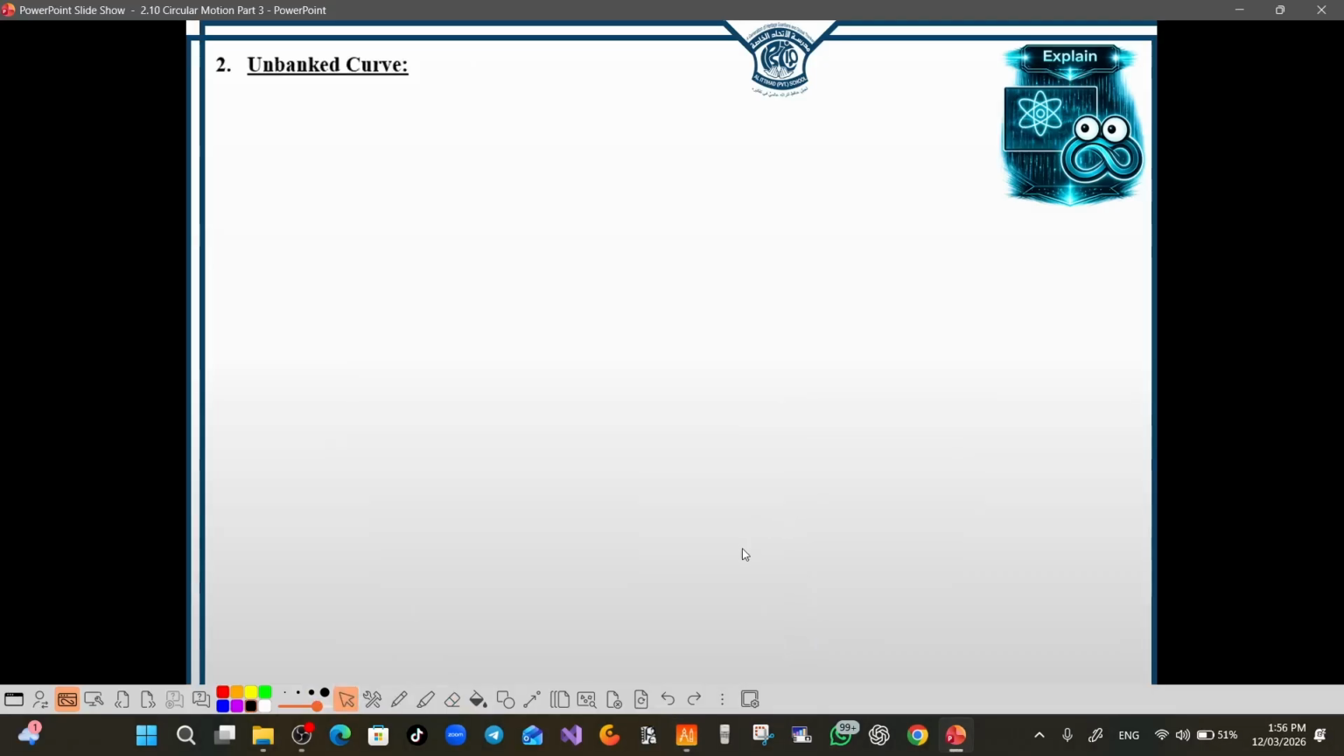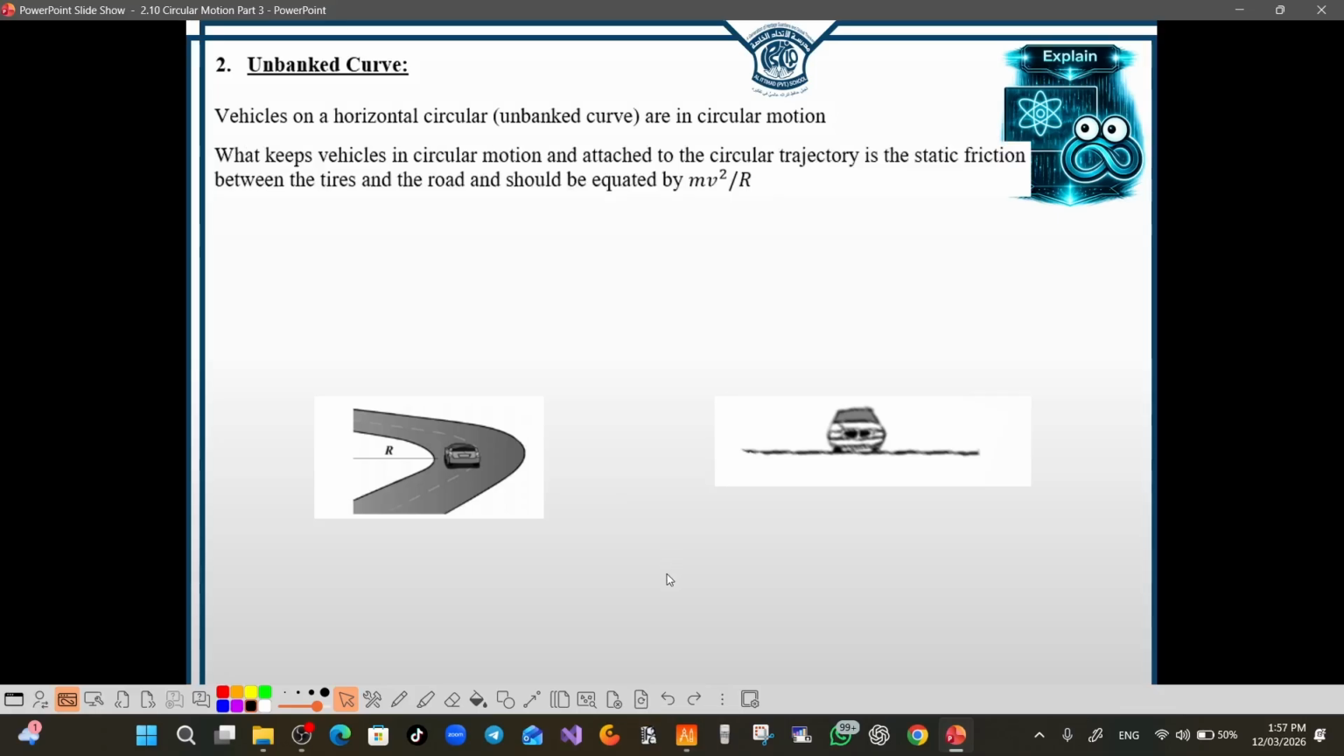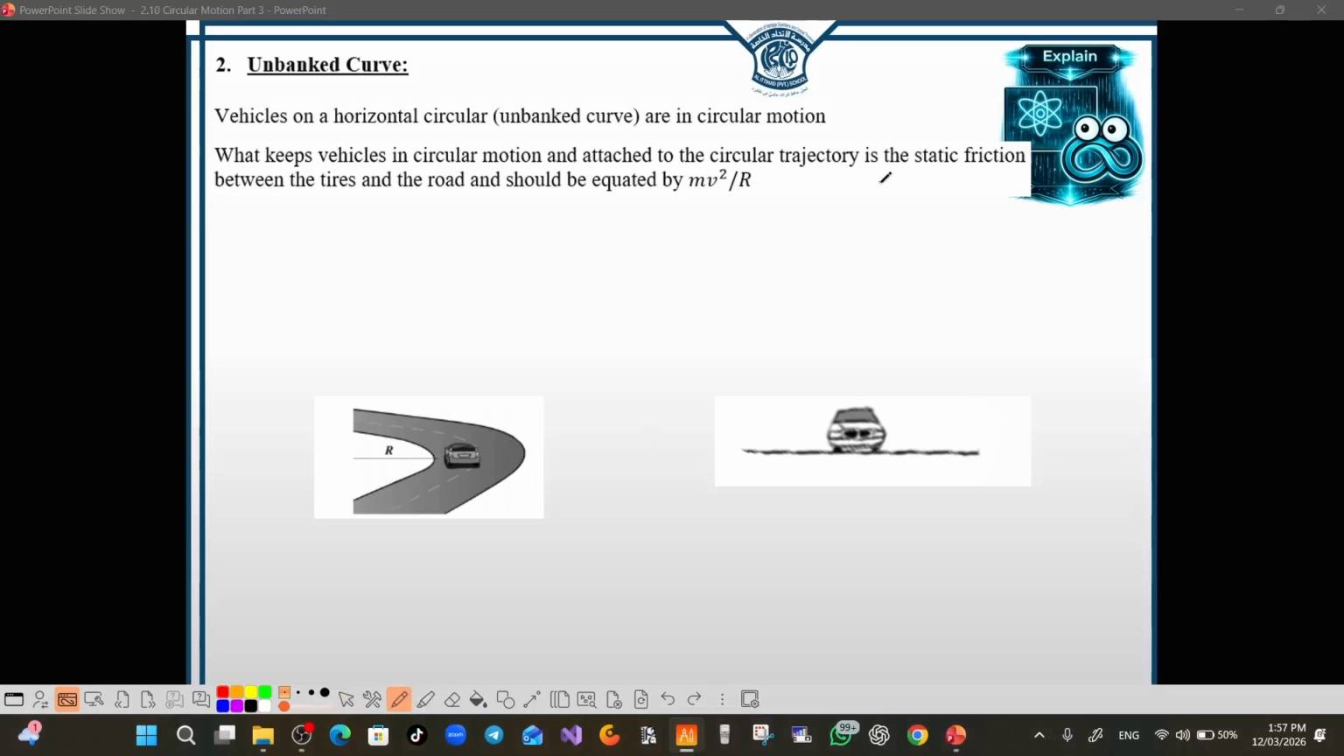Now, unbanked curve. What do I mean by unbanked curve? It's simply a curve or turn that lies flat on the ground. So like this, we have a flat surface, but the path here is circular. This is the unbanked curve. The vehicles on a horizontal circular unbanked curve are in circular motion. What keeps the vehicles in circular motion and attached to the circular trajectory is the static friction between the tires and the road, and it should be equated to mv squared over r.